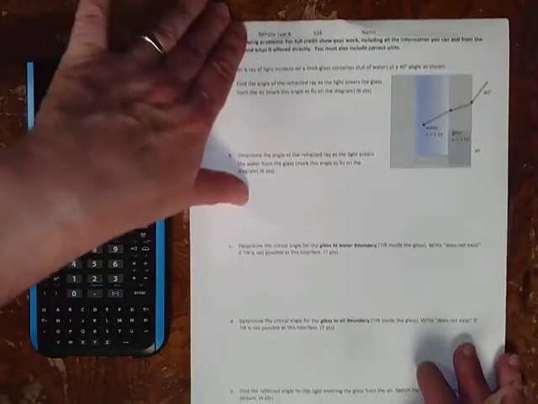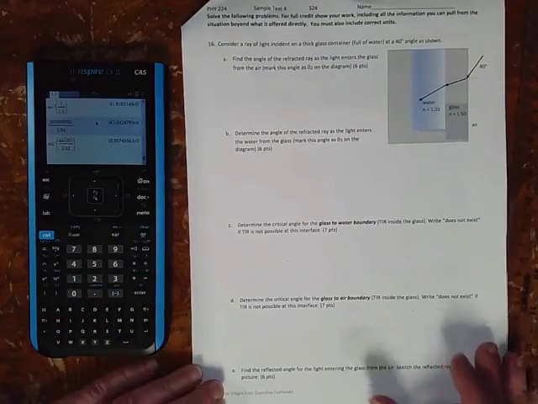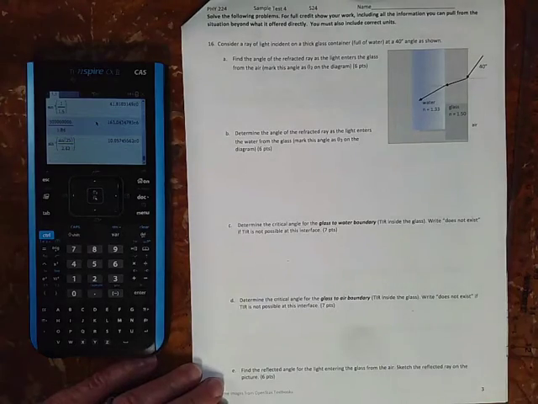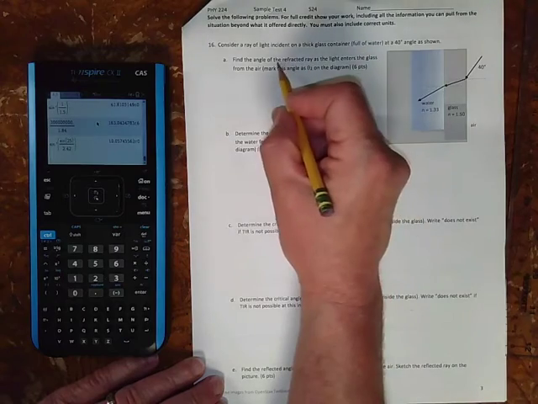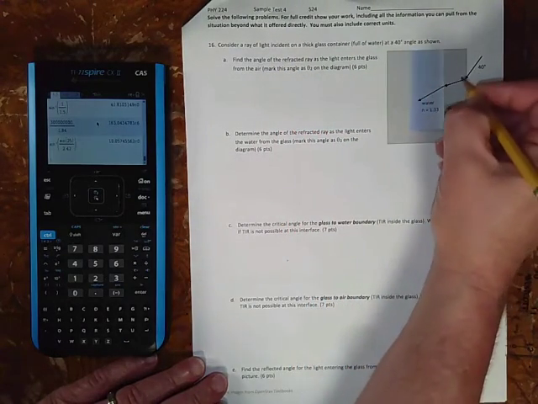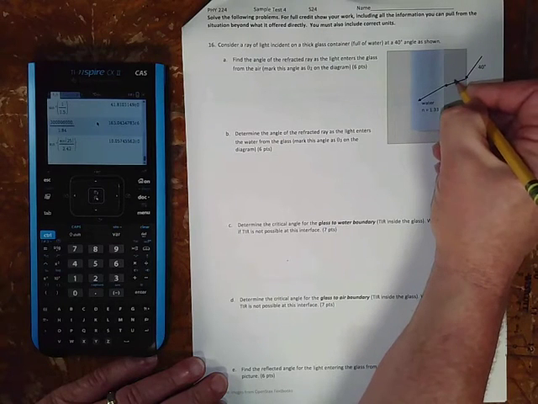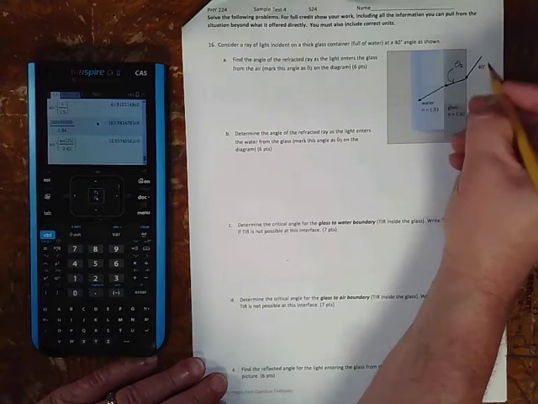Number 16. Consider a ray of light incident on a thick glass container full of water. An angle of 40 degrees is shown. Find the angle of the refracted ray as the light enters the glass from the air. All right, mark this as theta 2. So this is the angle, theta 2, of the refracted ray.